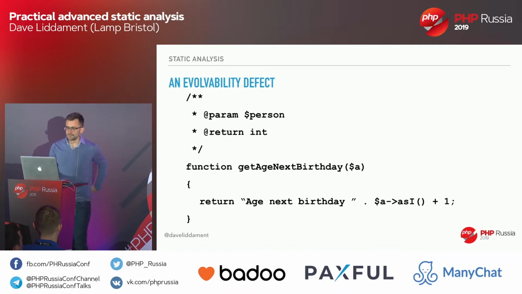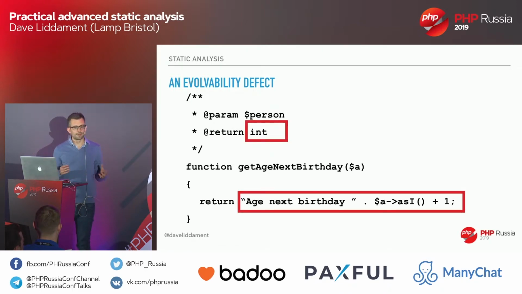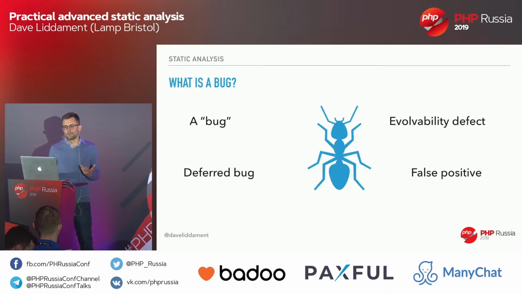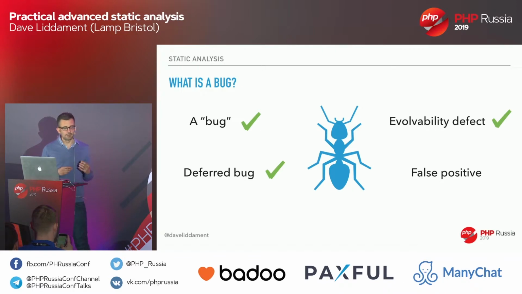So a kind of evolvability defect here. We're saying the return type is int, but actually when we look at the code, it doesn't really look like it's returning an int. It looks like it's returning a string. So these are 4 types of bugs. I think we'd all agree that a traditional bug, something that will cause an exception to be thrown if the code runs, is definitely a bug. I'd also argue that deferred bugs and evolvability defects are also bugs or issues that should be resolved if they can, because there will be costs associated with them, if not now, certainly in the future.